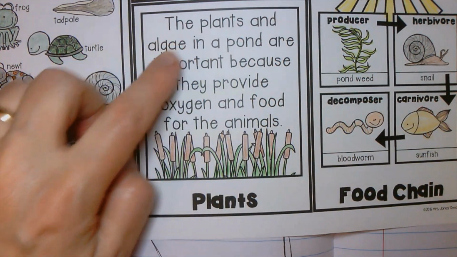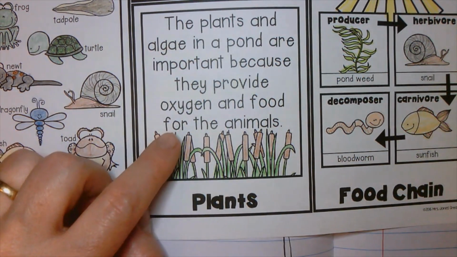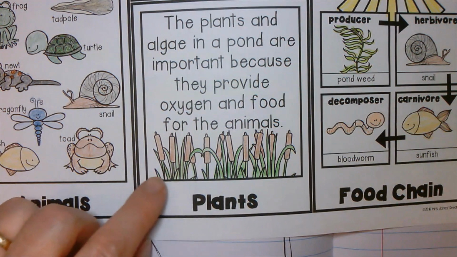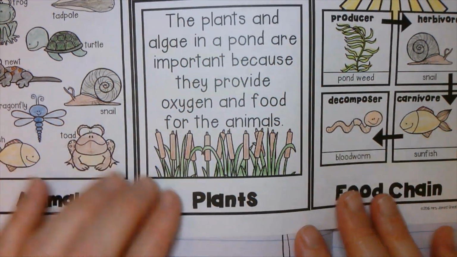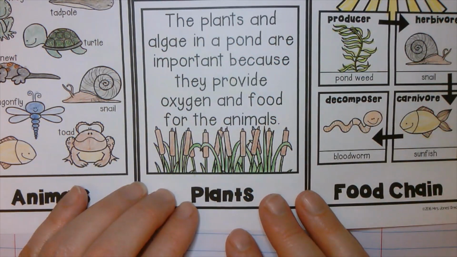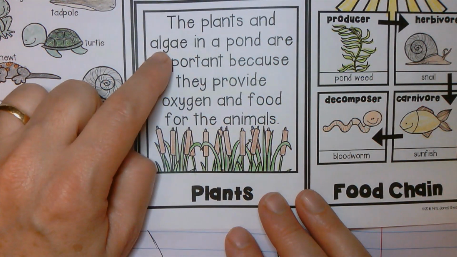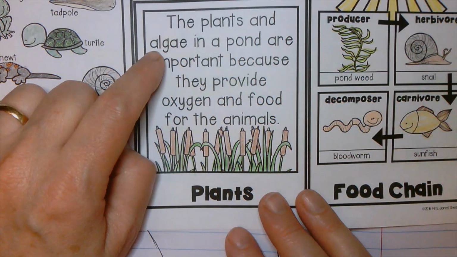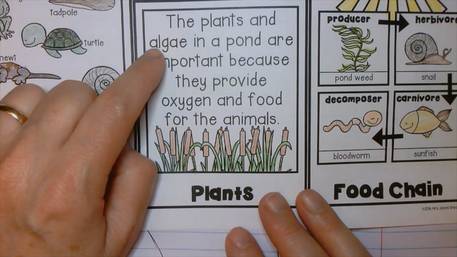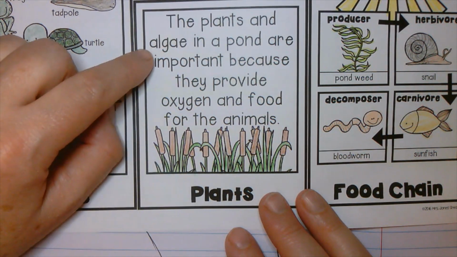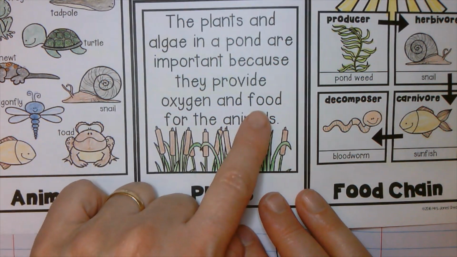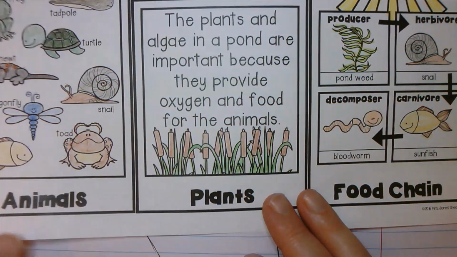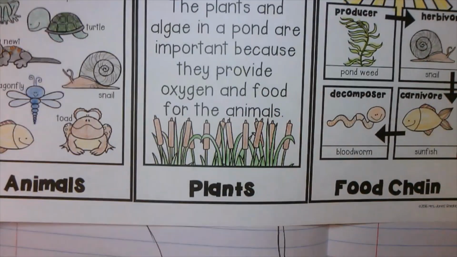Plants down here, the plants and algae in a pond are important because they provide oxygen and food for the animals. Now, boys and girls, I want to make sure you know this because you'll need to know it in future grades. Technically, algae is not a plant. Algae is similar to plants, but it also has some things connected to animals. So it's its own thing. It's not a plant, it's not an animal, it's its own thing. But it still does provide food for animals, and it can provide some oxygen also.